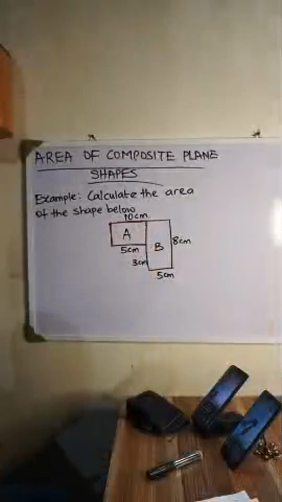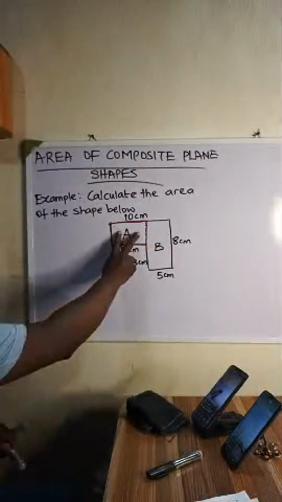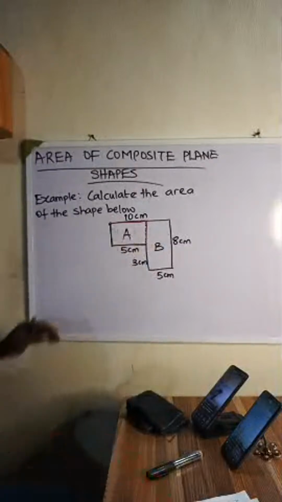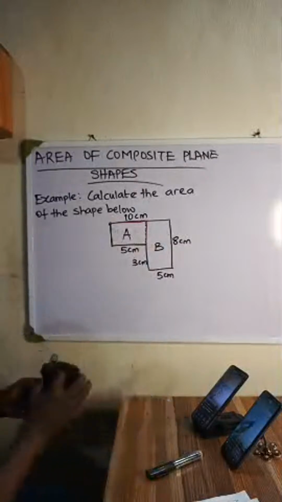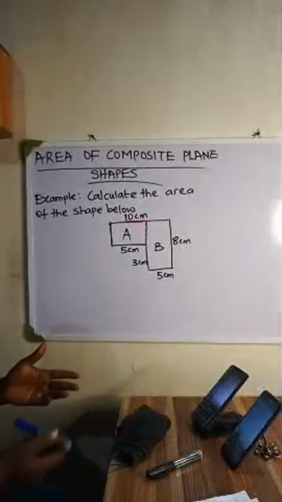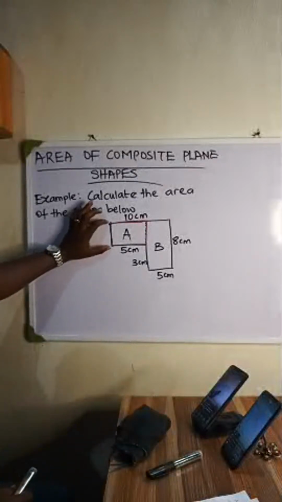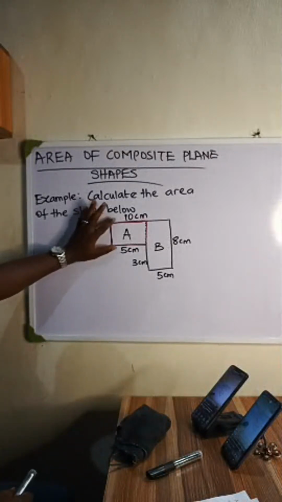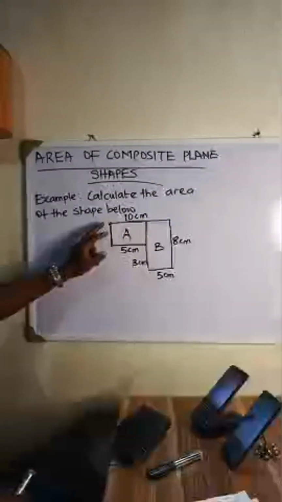Okay, so this is the boundary of shape A. What we are going to do is calculate the area of shape A. So looking at this, do we know this distance for shape A? Because for us to calculate this area, we need to know what this is.